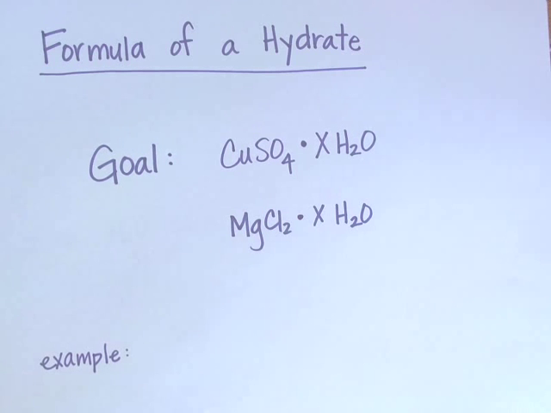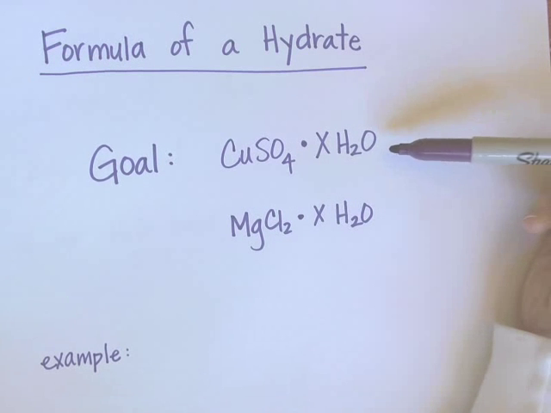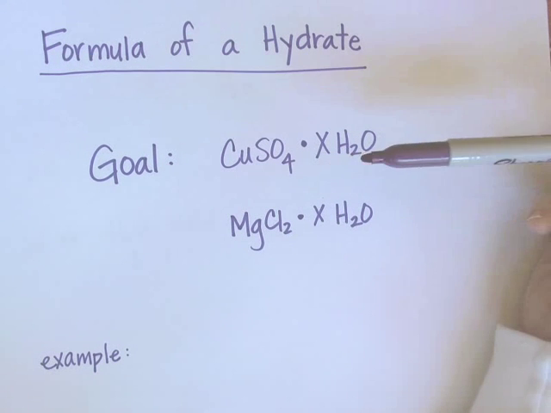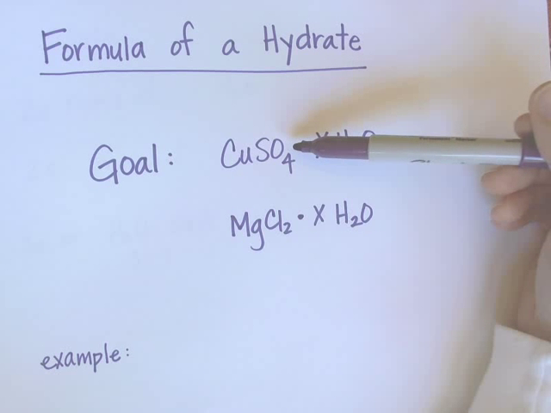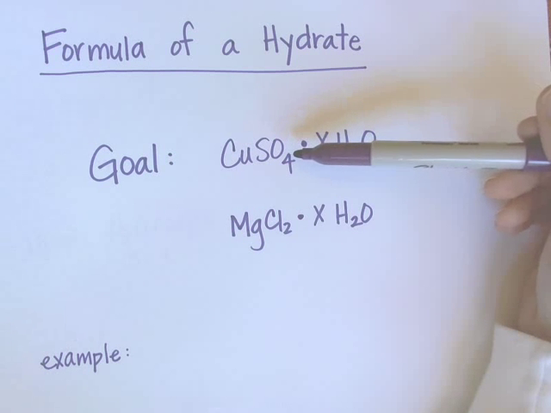The goal of Lab 5 is to determine the formula of a hydrate. So hydrates are a special kind of compound. The formulas for them are written like this. And basically what we have are water molecules that are trapped inside the structure of this copper sulfate.